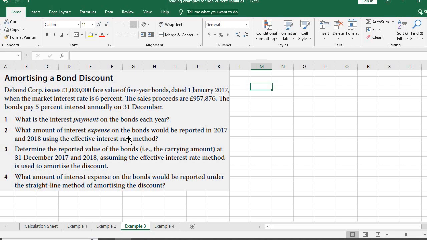We need to find out what the interest payments are. So quickly we'll go through the numbers again. Face value is 1 million.